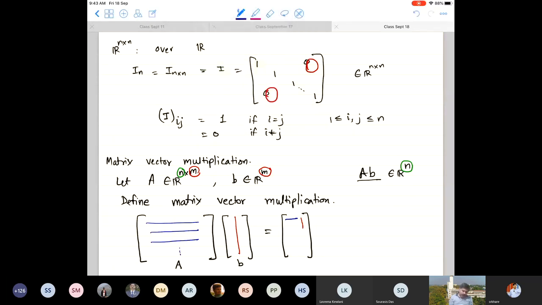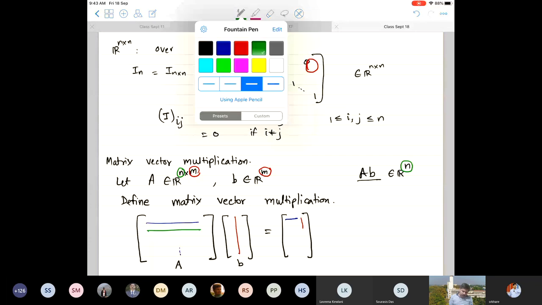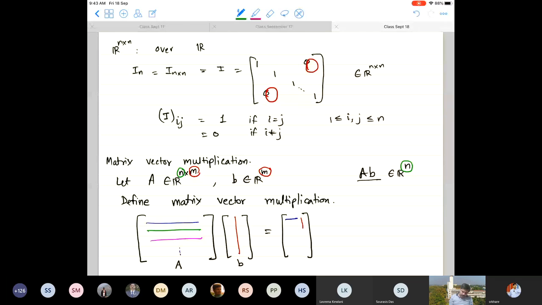Maybe I can use different colors. This is the second row, and this is the third row, and so on. So the second entry is this row times the vector, an inner product. And the last is the last row times the vector. So all of these are scalars. This is a scalar, this is another scalar, this is another scalar. How am I getting these scalars?